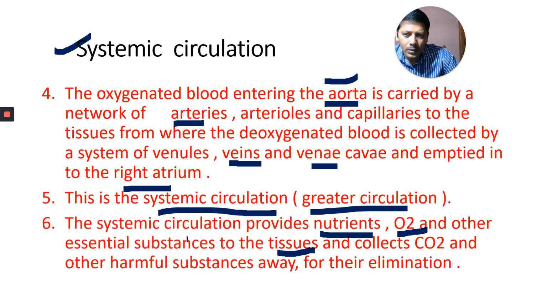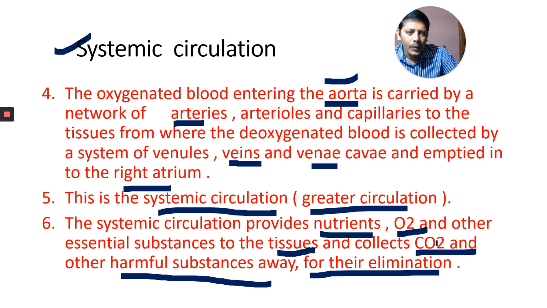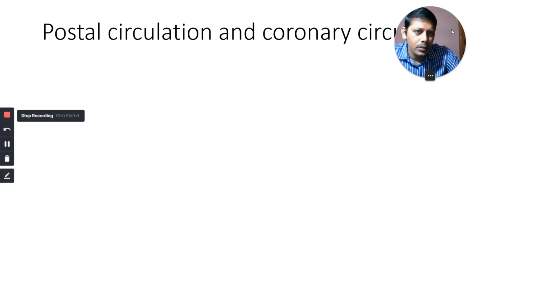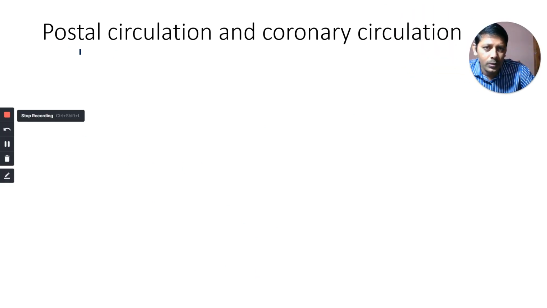It provides oxygen and other substances to the tissues, and collects CO2 and other harmful substances away for their elimination. It brings carbon dioxide and gives it to the lungs, and in this way the waste is removed from the body. That's about double circulation. Now we are going to talk about other types of circulation.